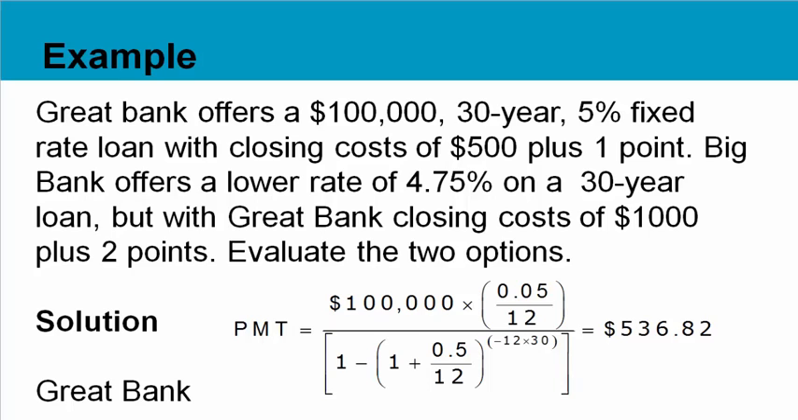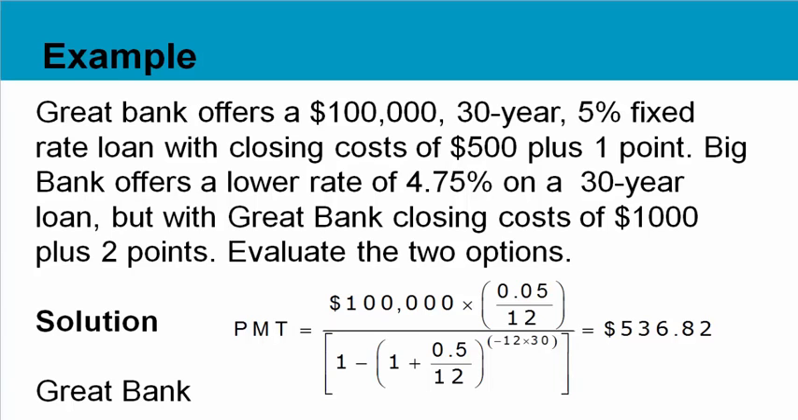Here's an example. You can either get $100,000 at 30-year fixed for 5% with a closing cost of $500 plus 1 point, or you can get 4 3/4 on a 30-year loan, but their closing costs of $1,000 plus 2 points, and they want you to evaluate the two options.